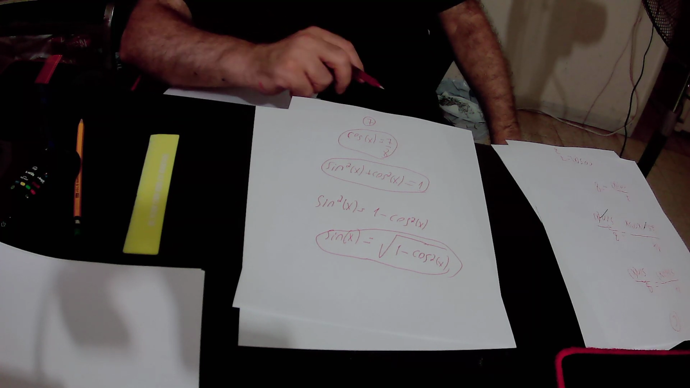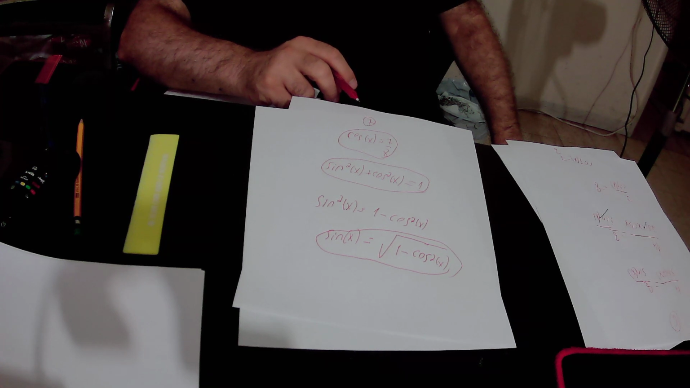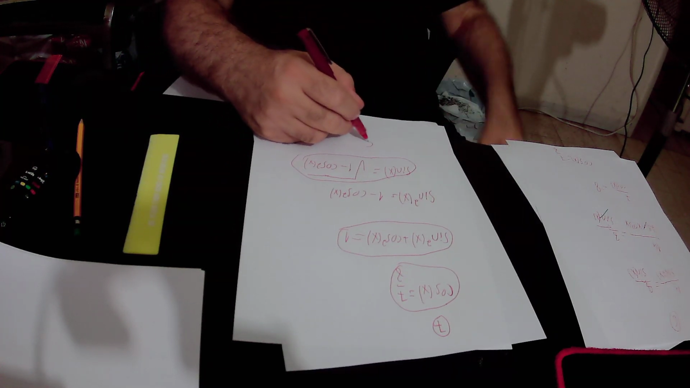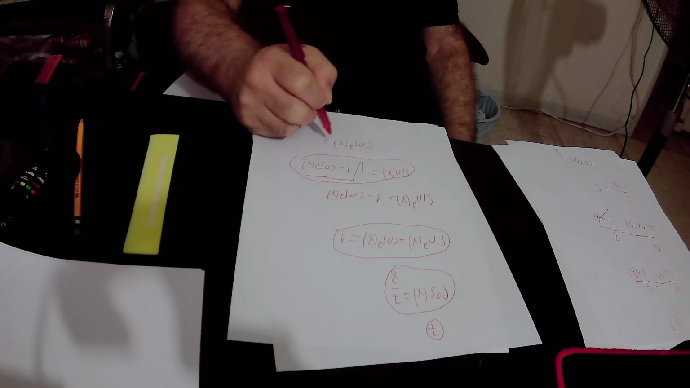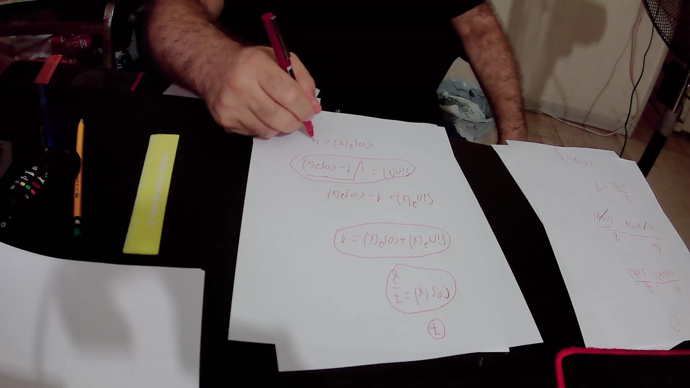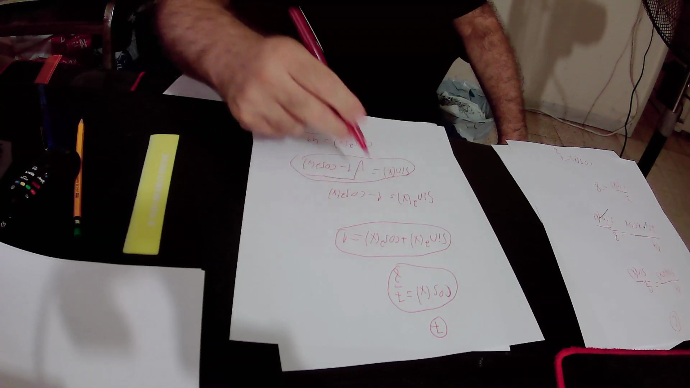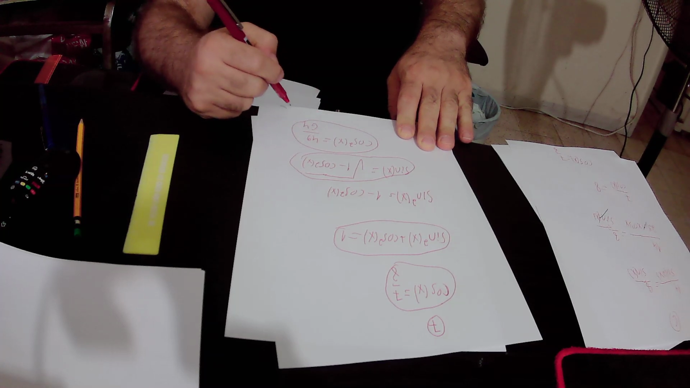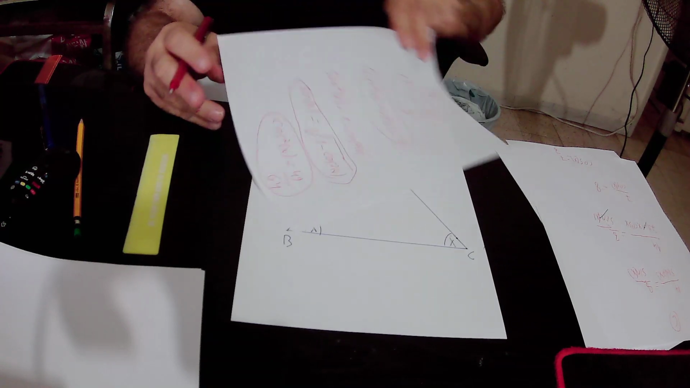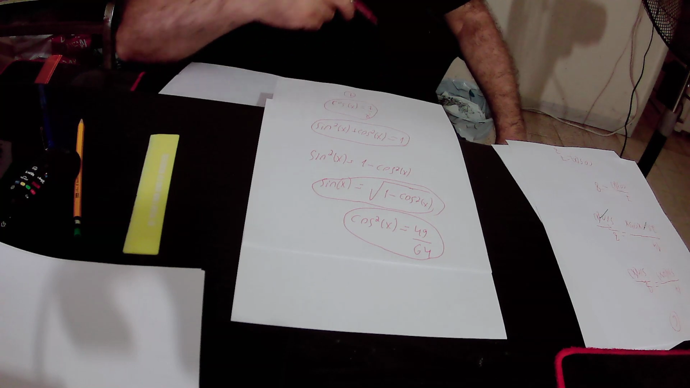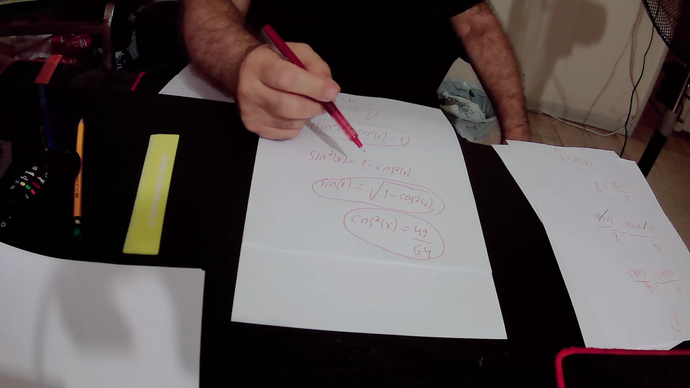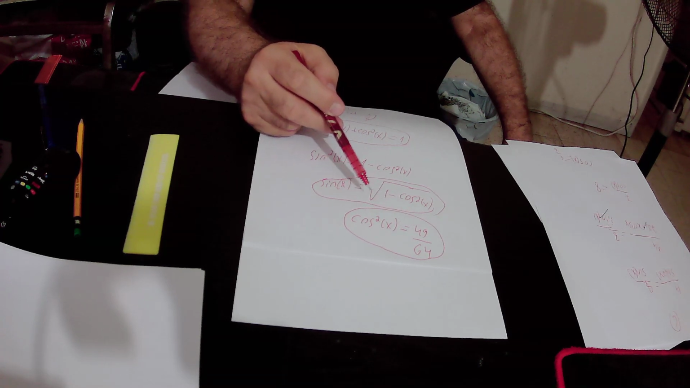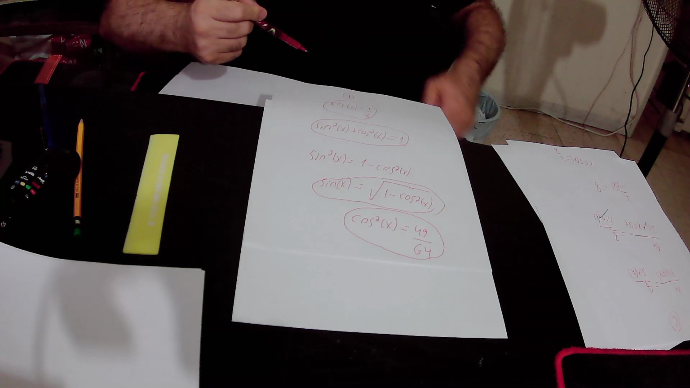So we will square this equality in order to get the value of cosine square x. Okay, so cosine square x will be equal to 7 square is 49 over 8 square is 64. So we got that cosine square x equals 49 over 64. So here we can substitute cosine square x by 49 over 64, because cosine square x equals 49 over 64. So we'll do it now.